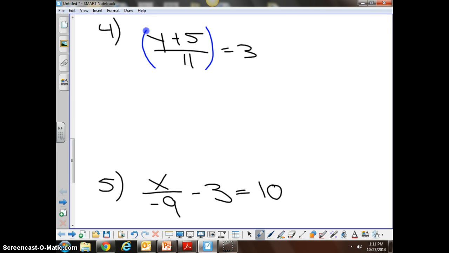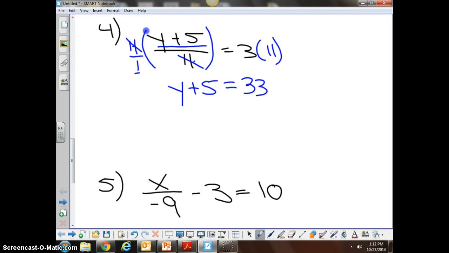So we're going to multiply this side of the equation by 11. We're going to multiply this side of the equation by 11. When we do that, we know that this is the same as 11 over 1. So we've got a numerator of 11 and a denominator of 11. They cancel each other out. We're left with (y + 5) over 1, which leaves us with y + 5. 3 times 11 is 33.